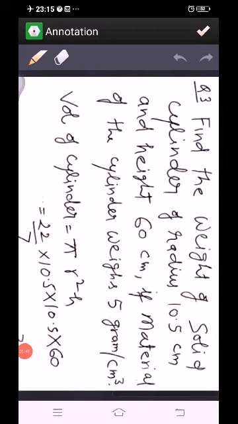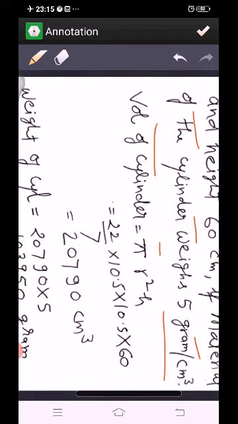Let us take question number 3. Find the weight of a solid cylinder of radius 10.5 centimeter and height 60 centimeter, if the material of the cylinder weighs 5 gram per centimeter cube. So let us see the volume of the cylinder, pi r square h. Pi 22 upon 7, r square again we put 10.5 and 10.5, and h is given 60 centimeter. On calculation we get volume equal to 20,790 centimeter cube, that is the volume of the cylinder.